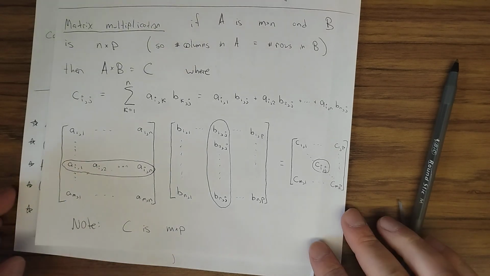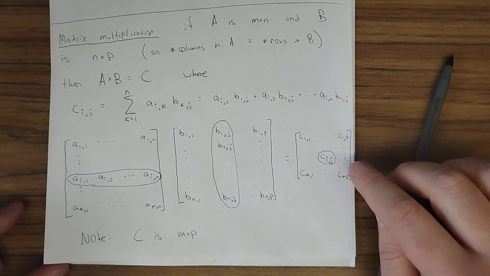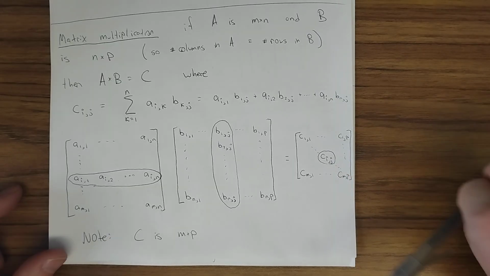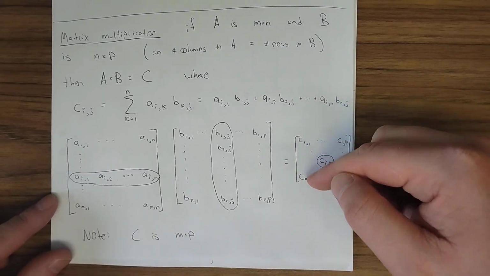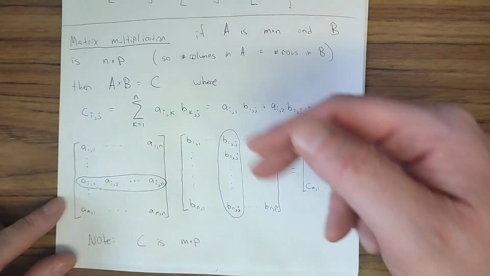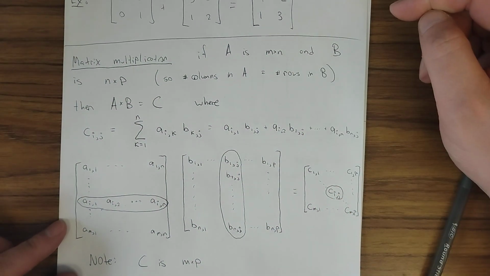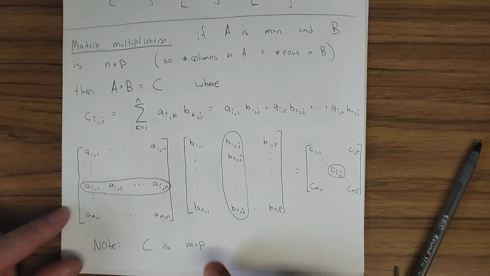So if you think about it, the dimensions of C are going to be M by P. The number of rows of C is the same as the number of rows of A, which is M. And the number of columns of C is going to be the same as the number of columns of B, which is P.